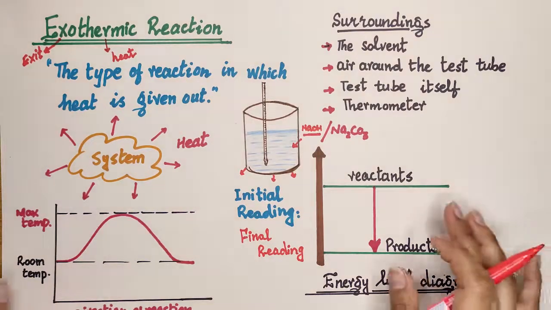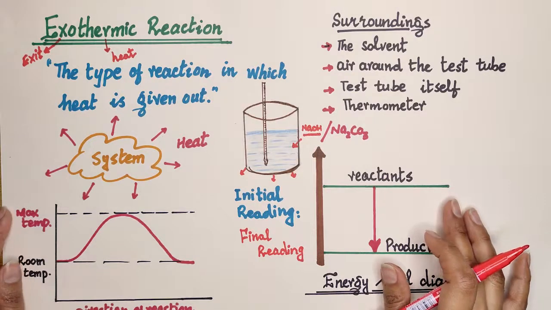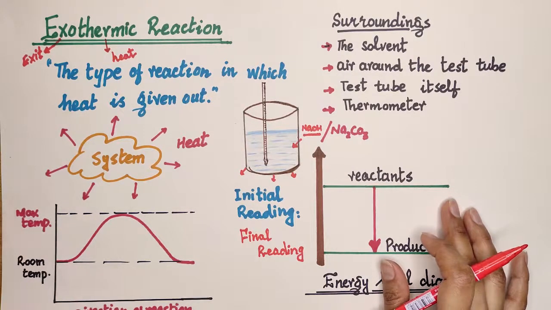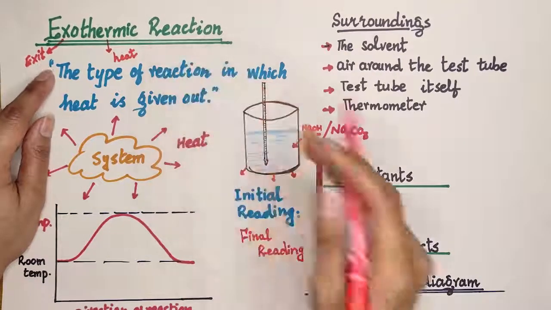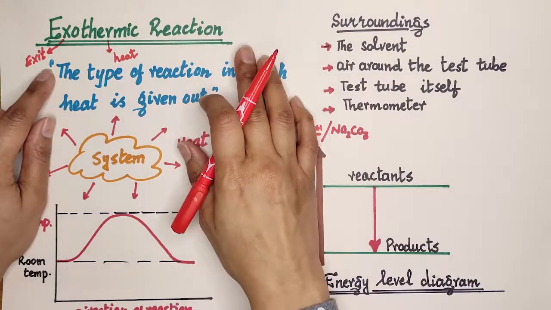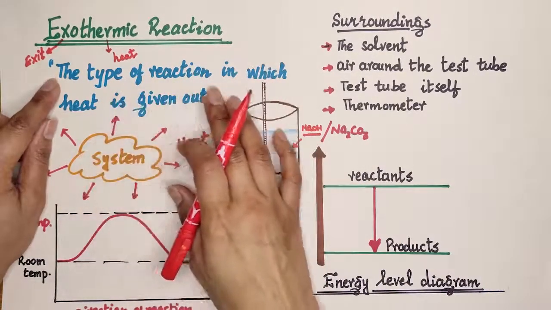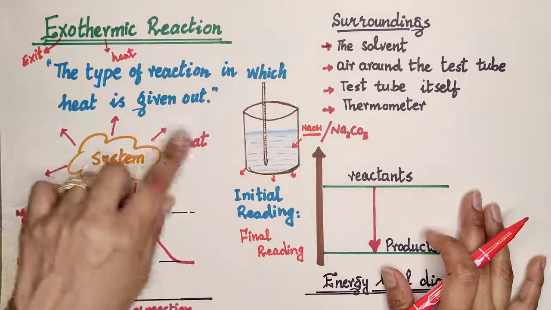Bismillahirrahmanirrahim. Today we are going to learn about the chapter on energy from chemicals. In this chapter, first of all, we would like to cover the exothermic reaction. What does exothermic reaction mean? Exo means exit and therm means heat. So basically, an exothermic reaction is a type of reaction in which heat is given out.